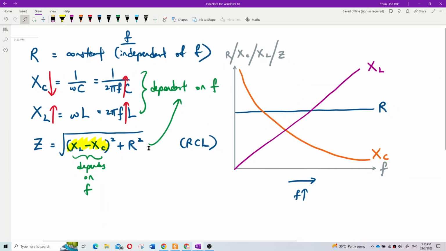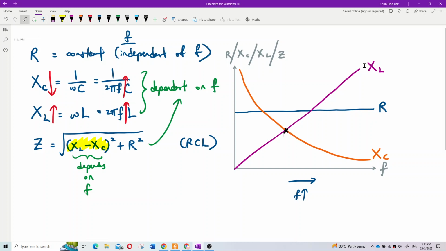So what happened to Z? Z, you need to combine all three graphs. That means what you need to do is, let's say I take a point. To get the graph of Z, let's say I take this point. Okay, I take this point.